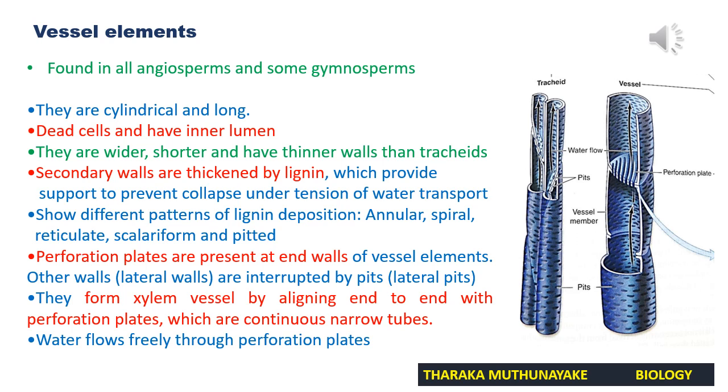Okay, those are differences. Next, secondary walls are thickened by lignin, we mentioned it, which provides support to prevent collapse under tension of water transport. That means here water and mineral ions are transported upwards through the inner lumen of vessel elements. When a column of water transports upwards, a comparatively high pressure or tension is exerted on the wall. Having a thick lignified secondary cell wall is important to bear that tension during conduction of water.